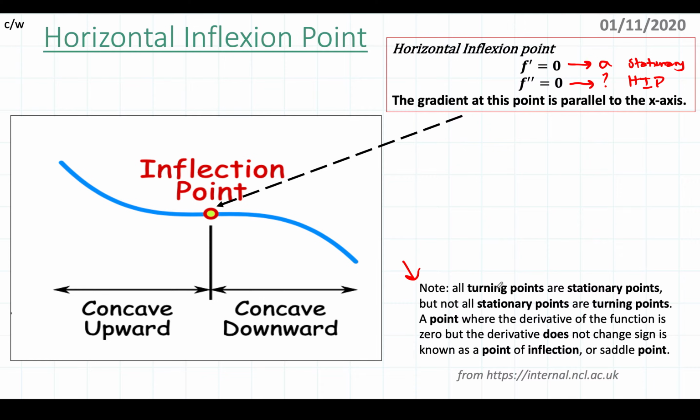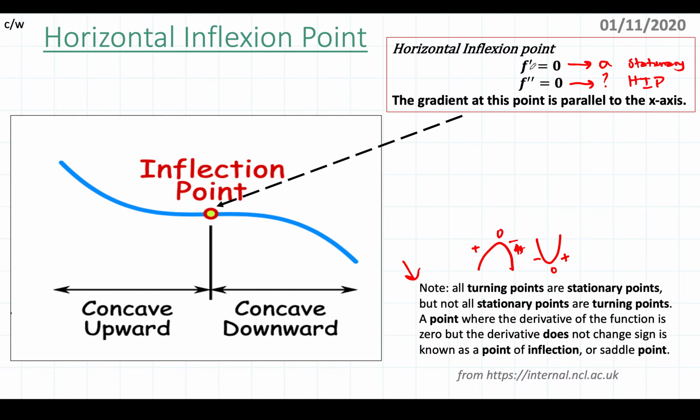negative to a positive. So if you have it goes negative, 0, positive, and then if it's a minimum, then it goes negative, 0, positive, sorry, positive, 0, negative. So turning points are stationary points, but not all stationary points are turning points. So there are some stationary points.